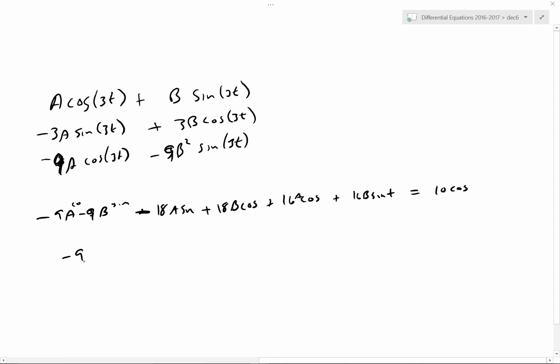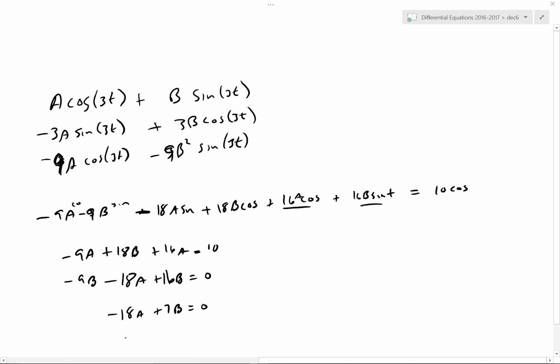Okay? So negative 9a plus 18b plus 16a equals 10 cosine, equals 10 rather. And negative 9b minus 18a plus 16b equals a goose egg. So negative 18a plus 7b equals 0, and negative 7a plus 18b equals 10.